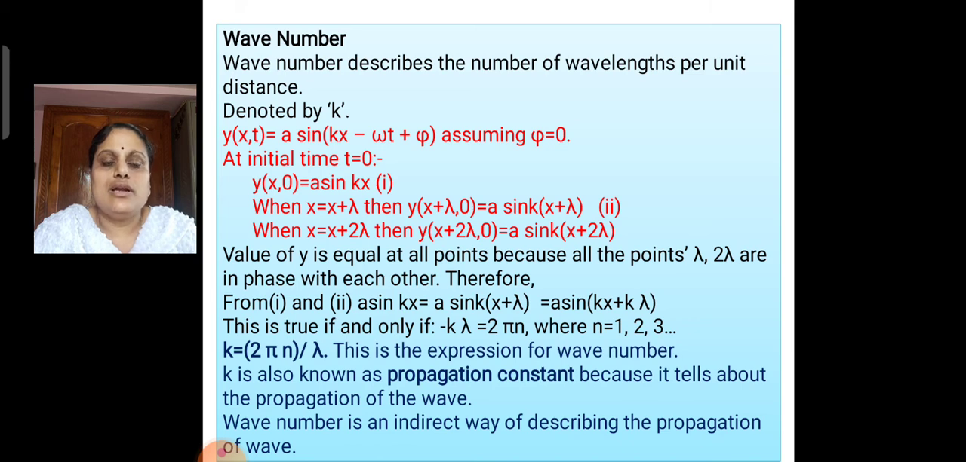This is possible only when kλ = 2πn, where n = 1, 2, 3, etc. From this, k can be defined as 2πn/λ. This is the expression for wave number. k is also known as the propagation constant.